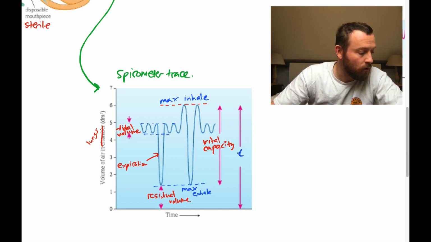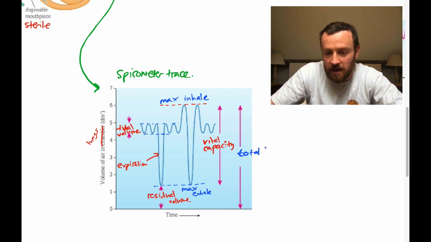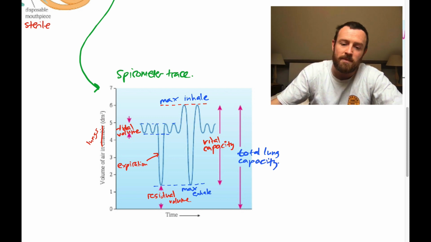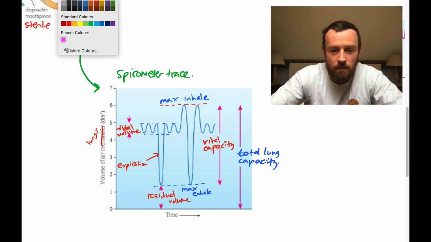This here, this whole thing here is your total lung capacity. But it's difficult to measure your total lung capacity because there is that residual volume that is always in your lungs, okay? Right, let's put a few numbers on these.